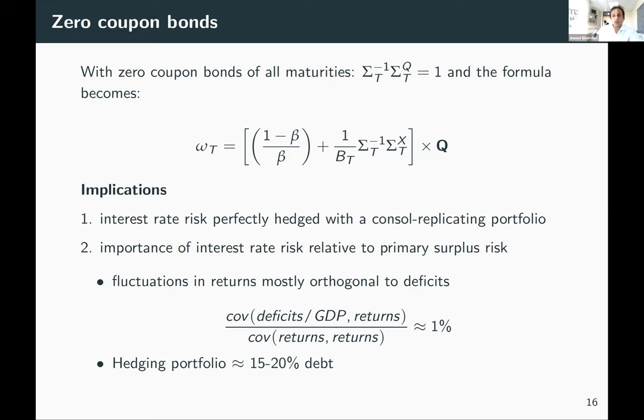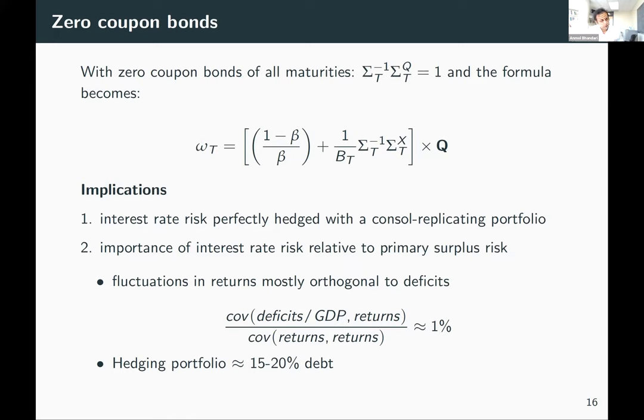Now, of course, when you have growth and other kinds of things, this console needs to be changed a bit, but the console gives you perfect hedging for interest rate risk. So no matter what shocks are driving the interest rate, you are good to go if you have a console. More generally, you want to match maturities, otherwise, the console is good.